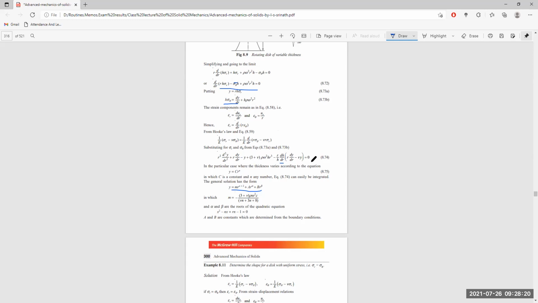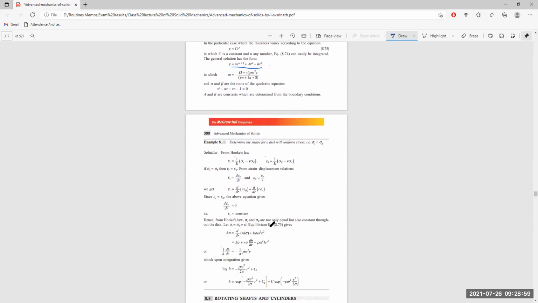Now, it is a difficult and tedious form, so we have a certain mathematical tool available to us, where y is equal to c into r to the power n, and y itself is m r to the power n plus 2 plus a r to the power alpha plus b r to the power beta itself, where the value of m is given by this equation, and alpha and beta, which are unknown to us, are the roots of this quadratic equation itself, where the constants a and b we are supposed to calculate from the end conditions itself.